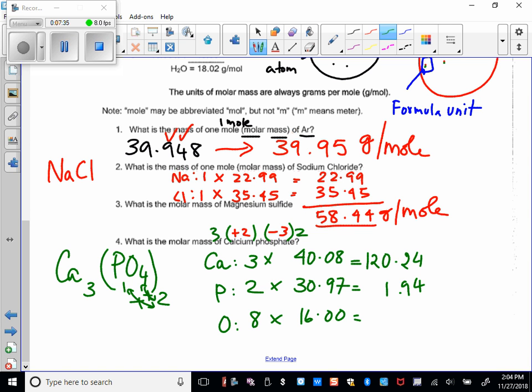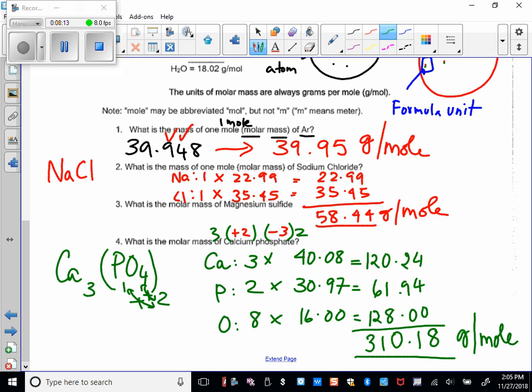Is that right? I can make mistakes. Tell me if I'm right or wrong. You do it on your calculator and tell me if I'm right. It's right. You did it? You got the same answer? This is so many grams per mole.